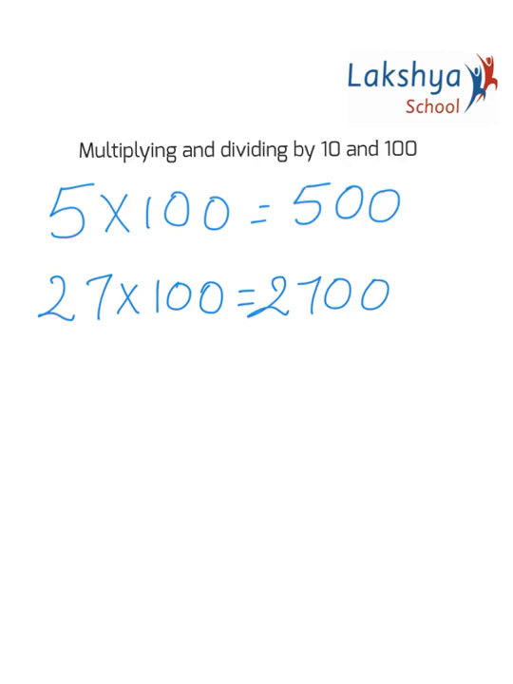Similarly, the number 27 multiplied by 100 gives you 2700. Over here, you see that the number 27 has been moved 2 steps to the left. So, when you multiply a number by 100, it moves 2 steps to the left.